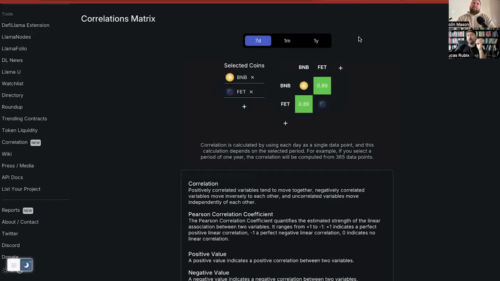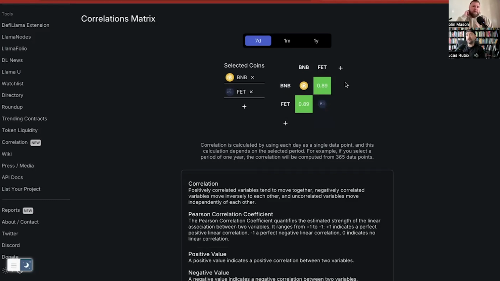Now, the 1-year time frame is okay to look at. It's just that in crypto and DeFi, it's such a long time period, like a decade. It doesn't really help us much. So really what we focus on is the 7-day and the 1-month correlation matrix. Now, a little joke that I have is the brighter the green, the better. What that indicates is that the closer to a positive 1.0 we get, the more tightly correlated these two assets are.